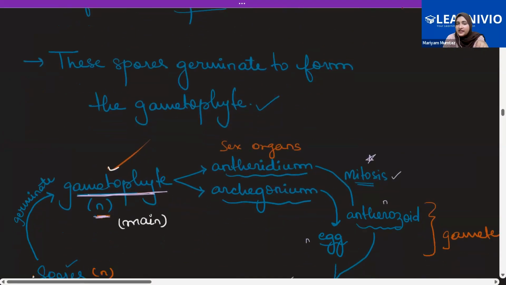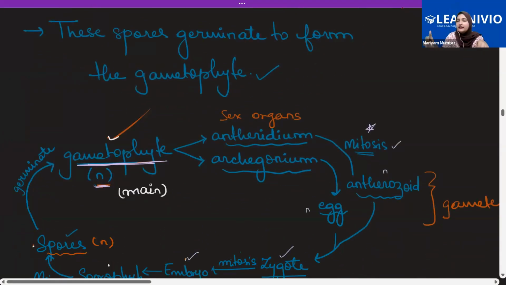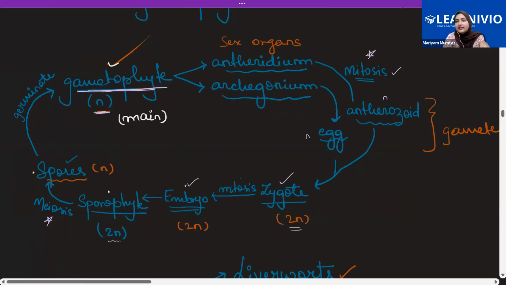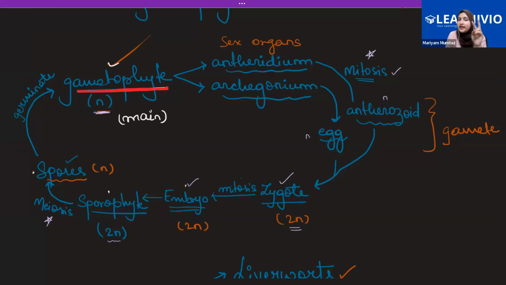Now these spores will generate and become a gametophyte yet again. So it's like a full life cycle. Starting from the gametophyte, if you start from here, the gametophytic plant body bears sex organs. Antheridium is the male sex organ. Archegonium is the female sex organ. Now the antheridium gives rise to the antherozoid by mitosis. This is very important to remember because the gametophytic plant body is haploid. The archegonium will be giving rise to the egg, again by mitosis.